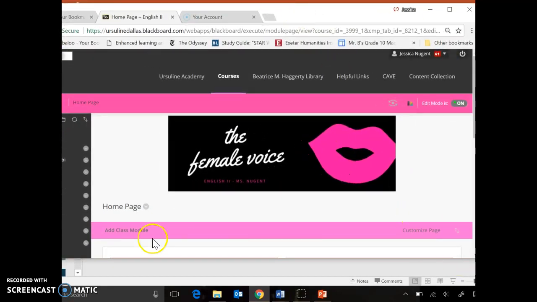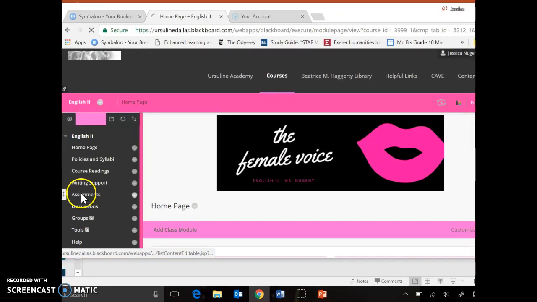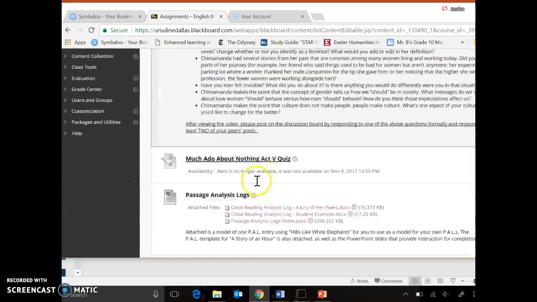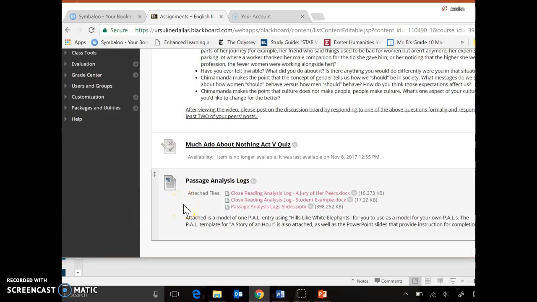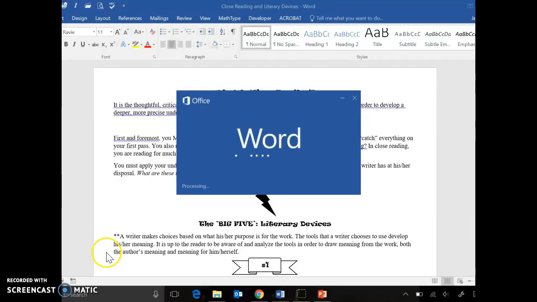So let me resize this really quick. So if you're on Blackboard here, if you go to assignments, you'll see that I've posted the passage analysis logs, and you'll see that you have a template or a blank document for A Jury of Her Peers. You have a close reading analysis log student example, and then you have the passage analysis log slides that I'm actually going over with you right now. So you can look at those after you've watched this video. So if you open up the student example, I would like you to look at that right now.